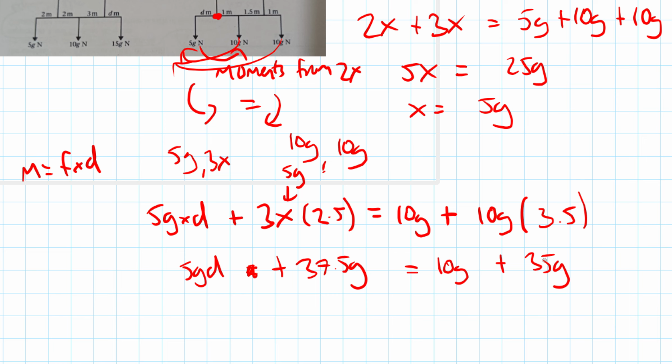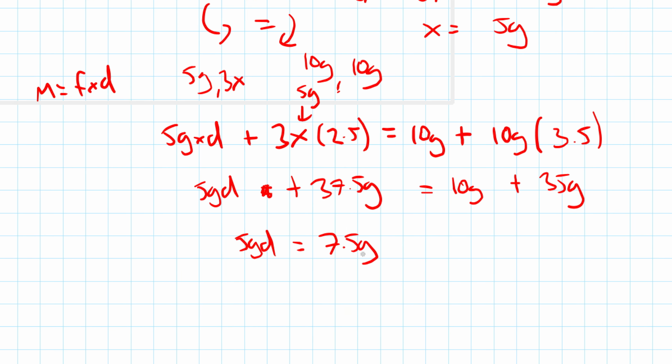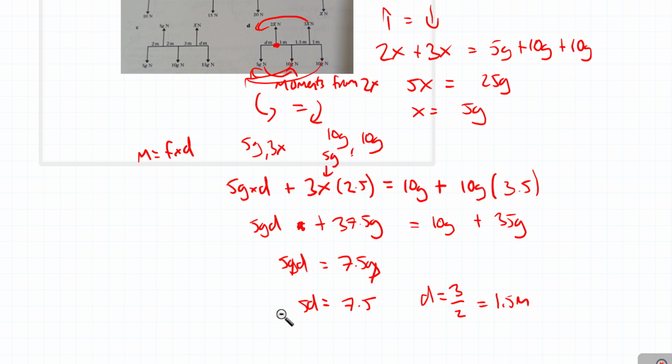From here we rearrange, so let's get everything over to the right hand side, so it's 35 plus 10 minus 37.5, so that's 7.5g. We can immediately cancel the g's, or we could have done this before, but cancel the g's, we're left with 5d equals 7.5, so then 7.5 divided by 5 is, it's not 3.2, 3 over 2, which is 1.5 meters. So d is equal to 1.5 meters, and that gives you your answer to part D.